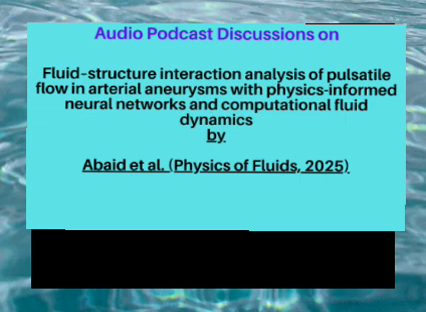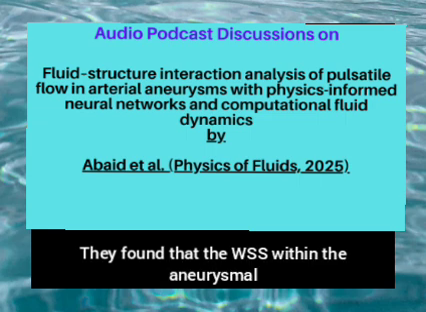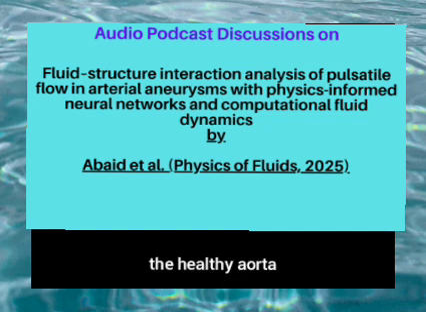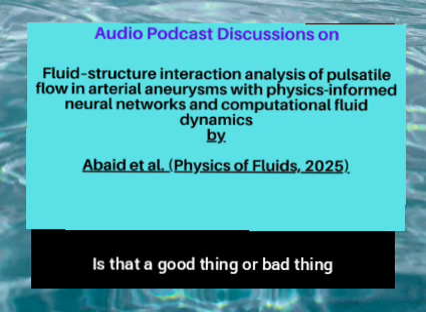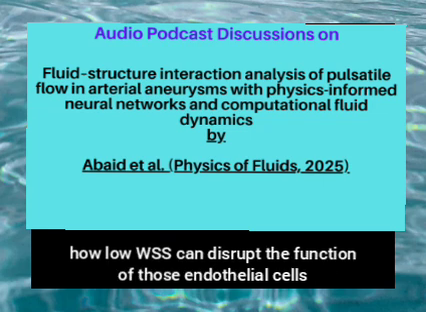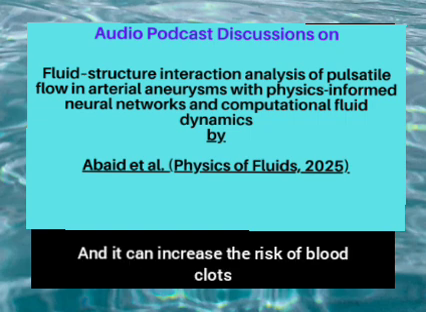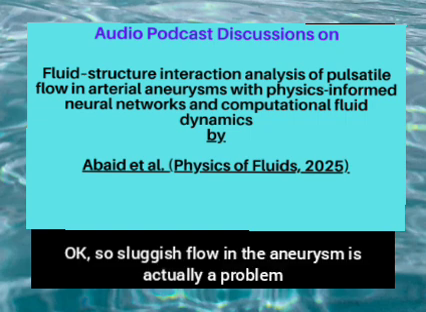There was a big difference. They found that the WSS within the aneurysmal sac itself was significantly lower than in the healthy aorta. Lower WSS now, is that a good thing or bad thing? Well, remember we talked about how low WSS can disrupt the function of those endothelial cells that line the artery, and it can increase the risk of blood clots? Right. Okay, so sluggish flow in the aneurysm is actually a problem.